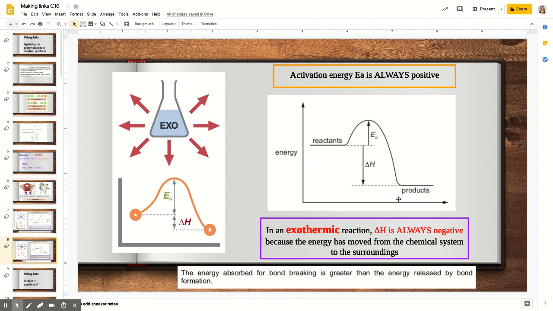That is exo and endothermic reaction energy level diagrams in a nutshell. All you need to know.